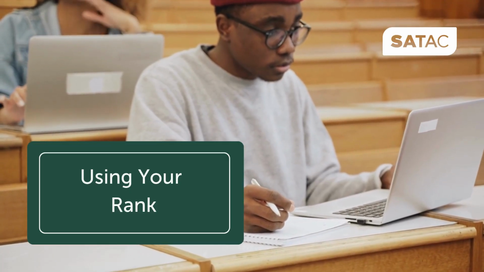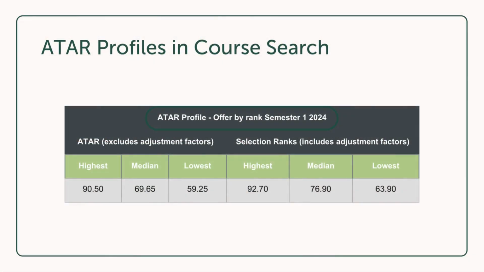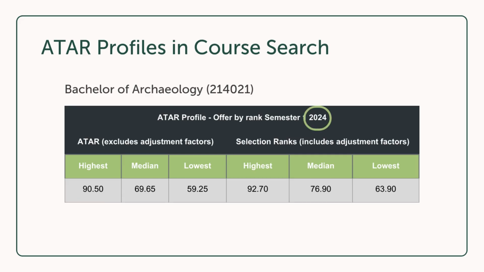Many course entries will have this table, called the ATAR profile. This table gives you the highest, median and lowest entry score that was given an offer in that course in the previous year. So here we're looking at the 2025 example for the Bachelor of Archaeology at Flinders University. Of course, we cannot predict what the cohort will look like each year, which is why we give you the figures from the year before. I'm recording this in 2025, so the 2024 figures are the most up-to-date that I have.